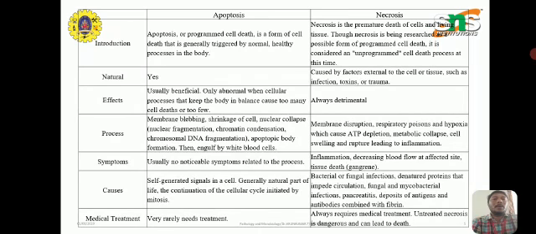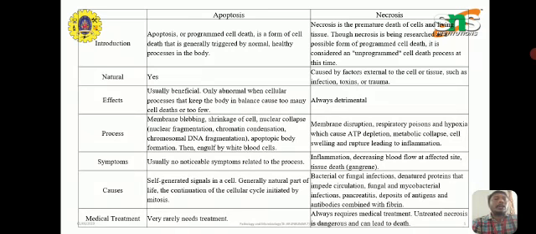The effects of apoptosis are usually beneficial, and only abnormal when the cellular processes that keep the body in balance cause too many cell deaths or too few. For apoptosis, the process is: membrane blebbing, shrinkage of the cell, nuclear collapse, that is nuclear membrane fragmentation, chromatin condensation, chromosomal DNA fragmentation, apoptotic body formation, then engulfment by WBC.